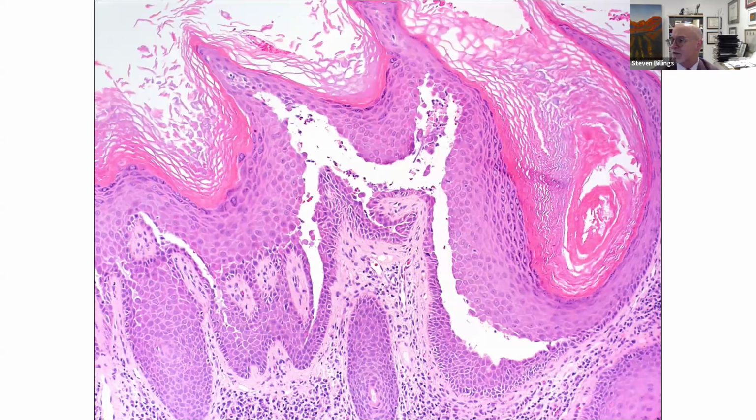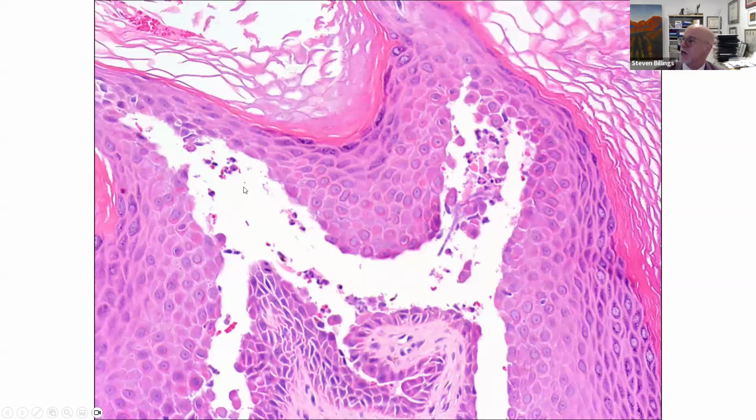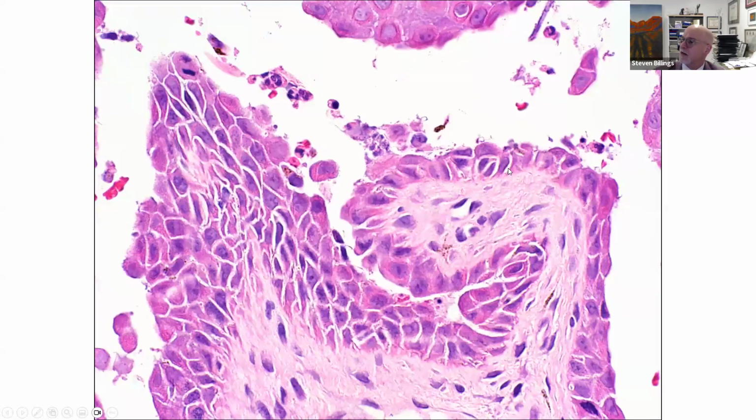So here's a case of pemphigus. This is a lesion from the face. You can see all the hair follicles. You can see all this prominent acantholysis where the keratinocytes are falling apart. Notice the basal layer is still attached to the dermis. Just a higher power picture showing you the acantholysis and how it's sparing the basal layer.